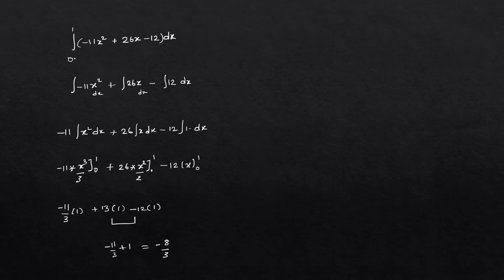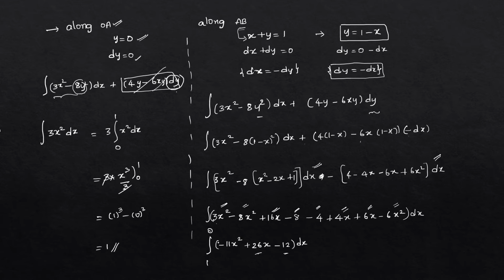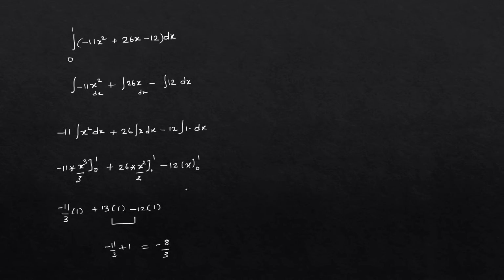But let me check here. The limits are varying from 1 to 0, but what we have written is 0 to 1. So no need to worry. We have to just put the minus symbol for this thing. So the answer will be minus of minus 8 by 3. It will be 8 by 3.